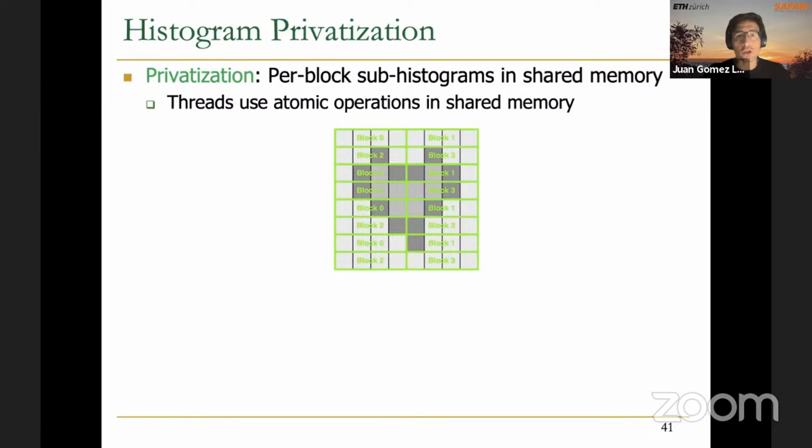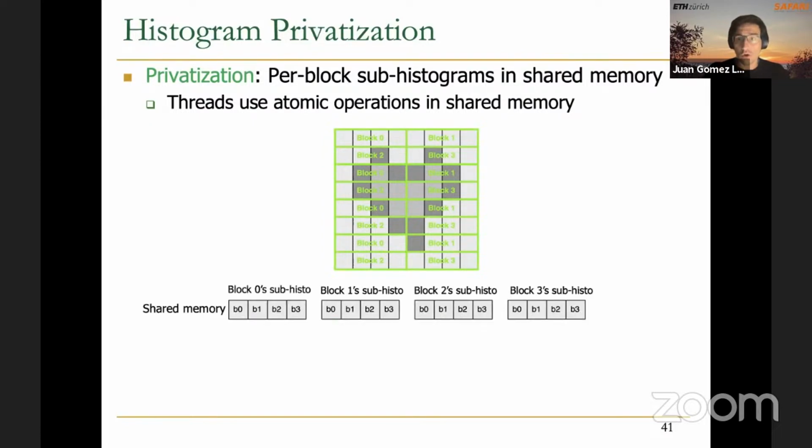So privatization for the histogram essentially consists of creating multiple subhistograms. The first approach that we are going to take here is dividing an image into chunks, assigning each of these chunks to different thread blocks, as you can see on the slide, and each of the thread blocks can later update their own subhistogram that resides in shared memory.